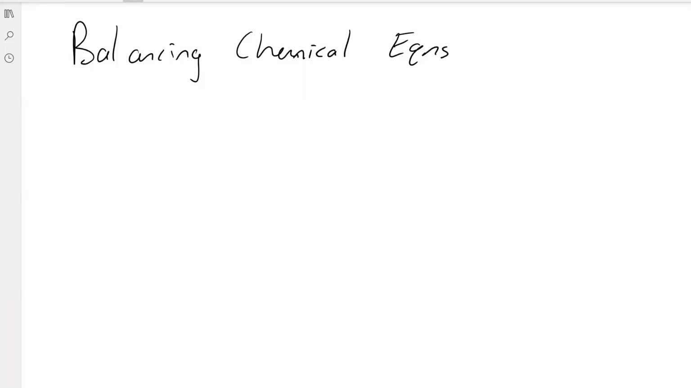All right, let's take a look at how we're going to balance chemical equations. And so the key thing here is we can only change the coefficients. We can't change any of the subscripts or anything.